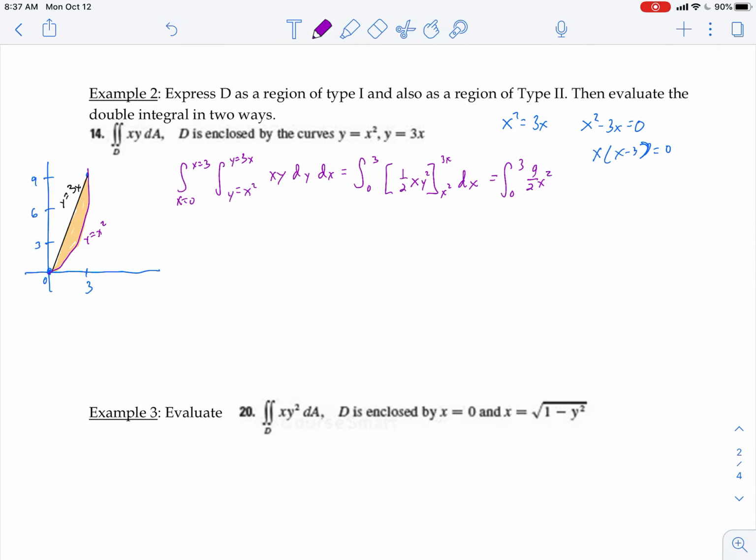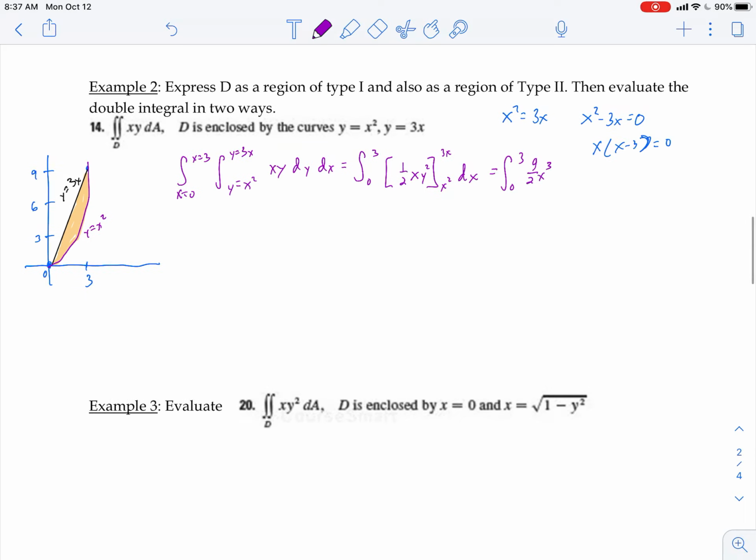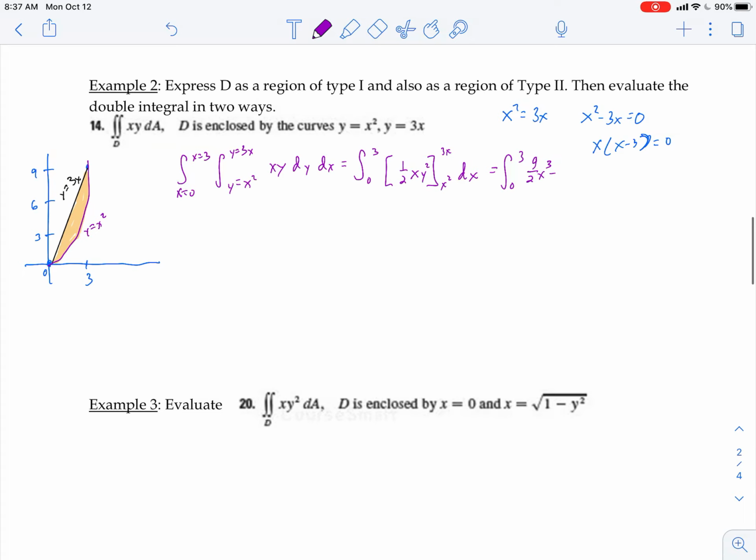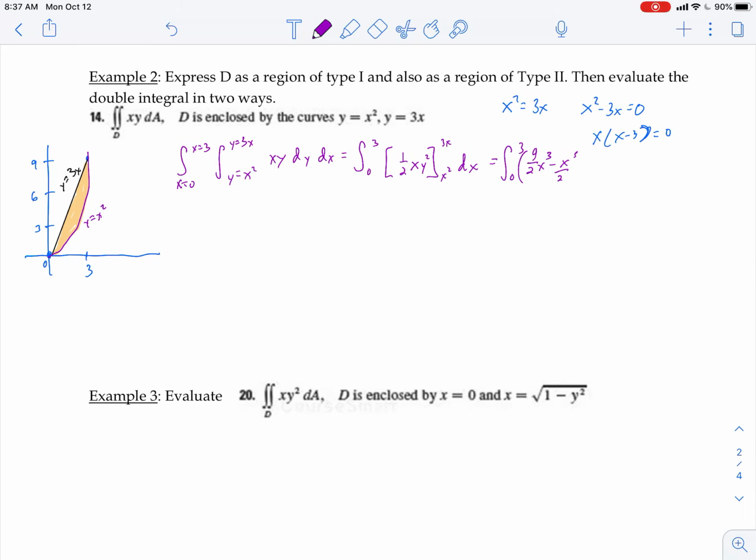Over 2x cubed. That's not a cube, that's a square. All right, minus, plug in the x squared. We're going to get x to the 4th, x to the 5th, x to the 5th over 2. And again, you could pull a one half out if you wanted to and just get 9x cubed minus x to the 5th dx.